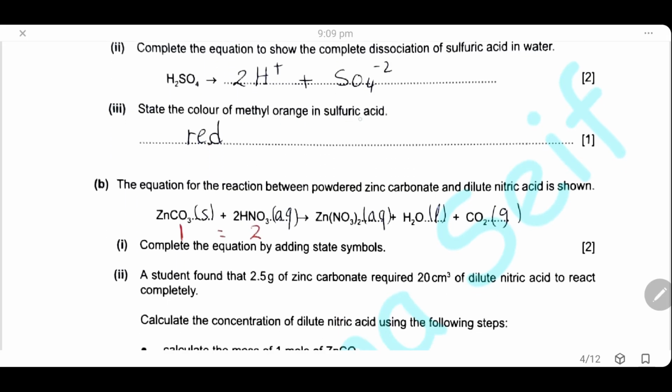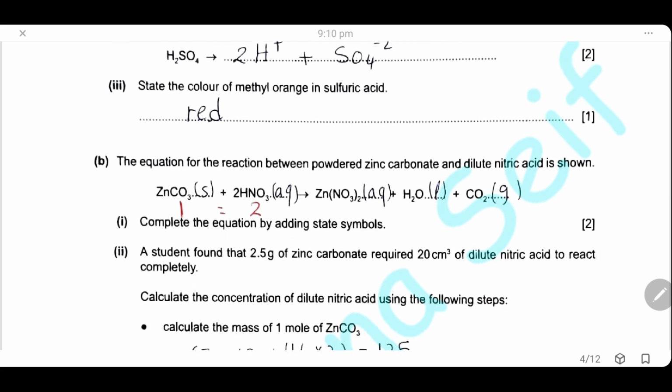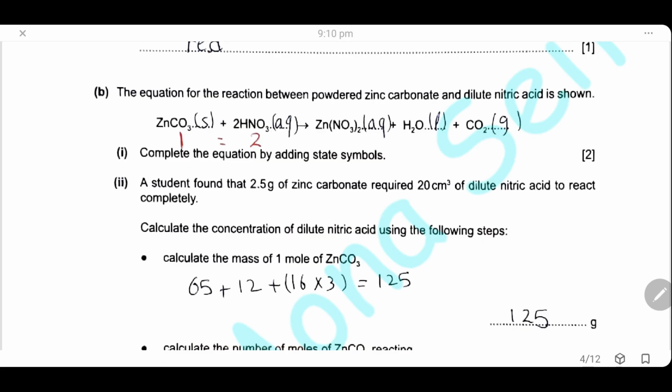State the color of methyl orange in sulfuric acid. Methyl orange has red color in all acids. Question B. The equation for reaction between powdered zinc carbonate and dilute nitric acid is shown. Complete the equation by adding state symbols.